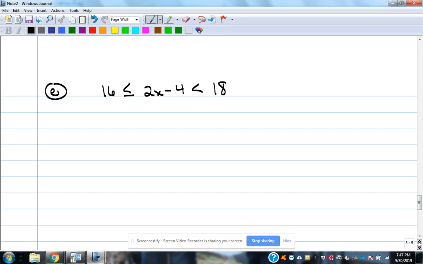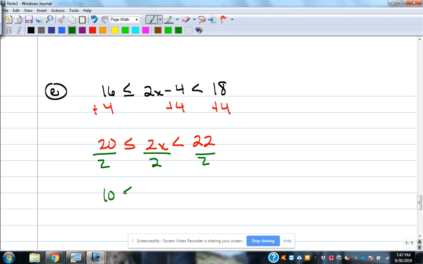What do we do with that one? Add 4 everywhere. Good job. 20 less than or equal to 2x less than 22. Divide by 2. That works. 10 less than or equal to x less than 11. Oh, that's not very much room, is it?